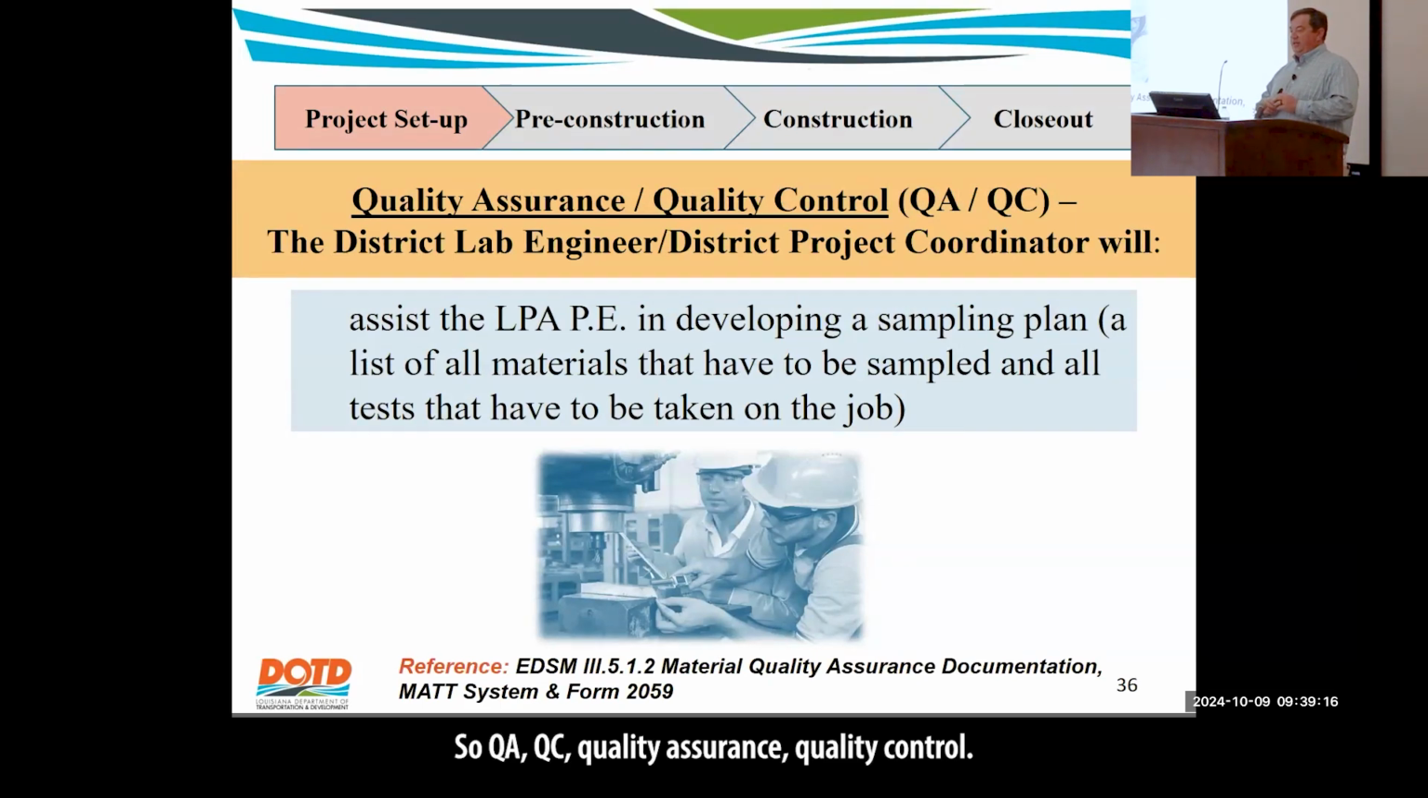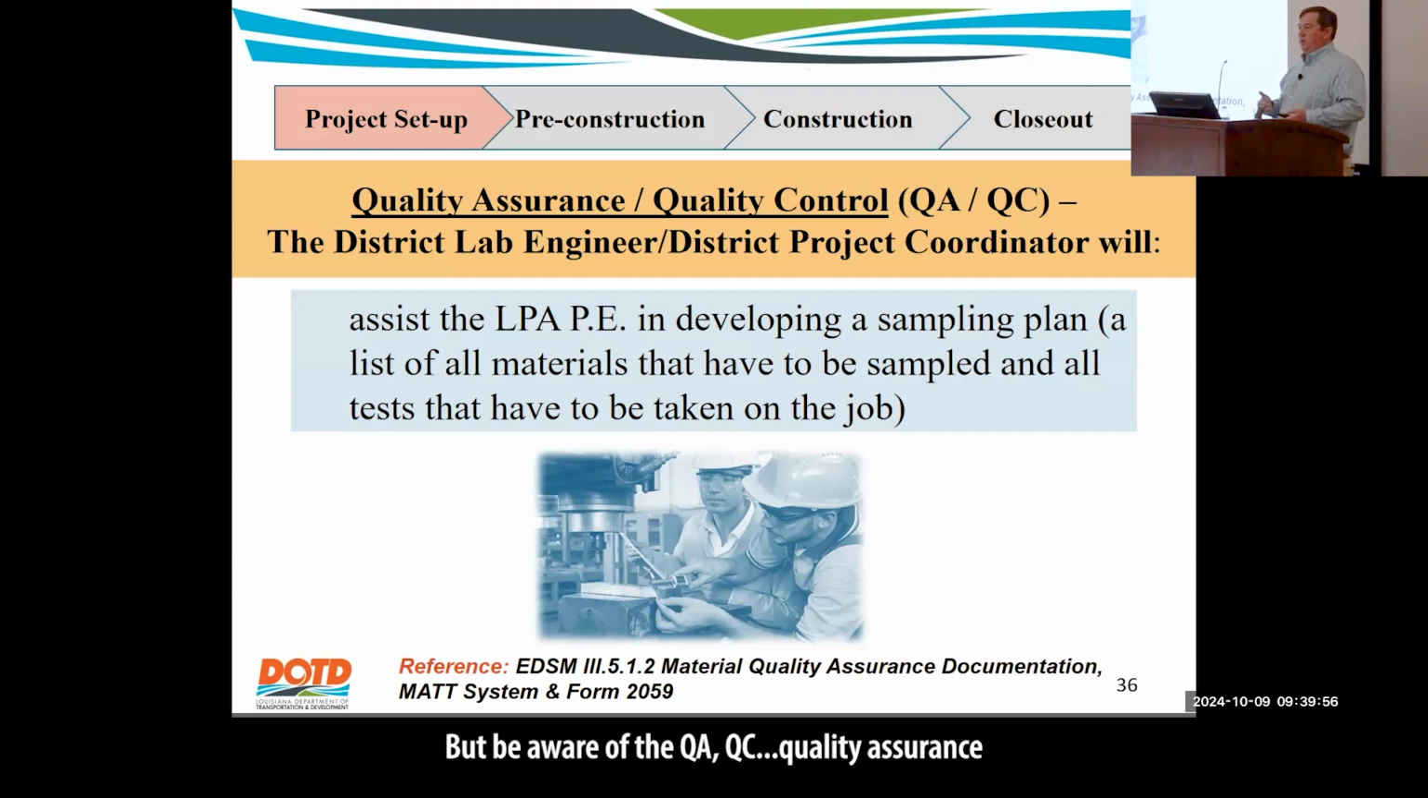So QA, QC, quality assurance, quality control. The district lab coordinator will assist in developing a sampling plan. Some ESAs said that they will create it. Others say it's the entity's responsibility. So make sure you're taking a look at that. We're trying to push that. Again, in District 2 and 8, the district lab engineer typically does the sample plan, but anywhere else, it's usually the project engineer that's responsible for doing that. But they can assist. I know Jason Davis is going to go over this more in a little bit.